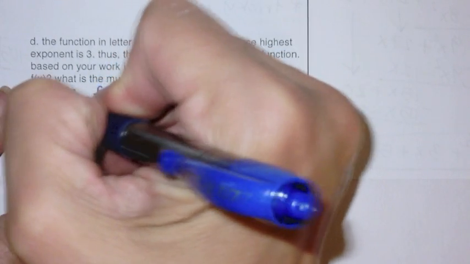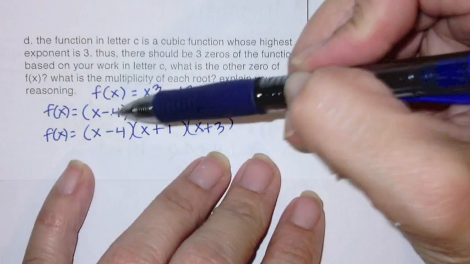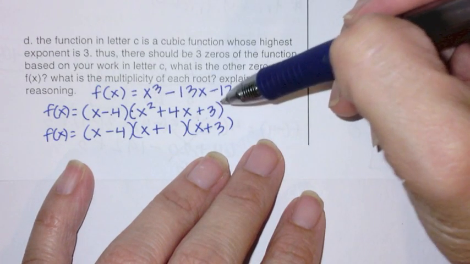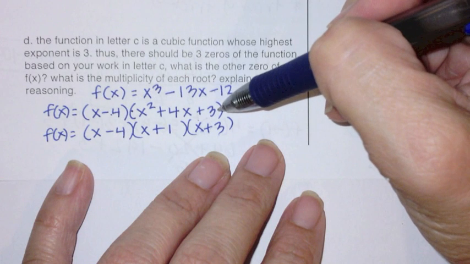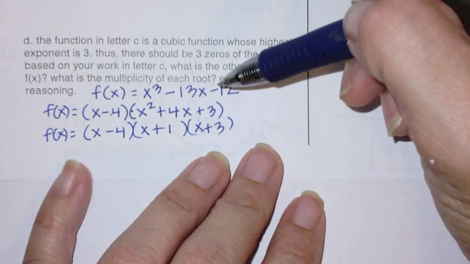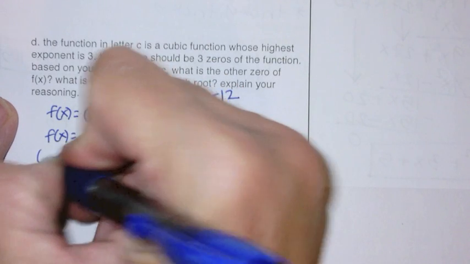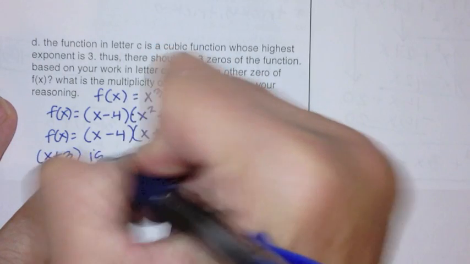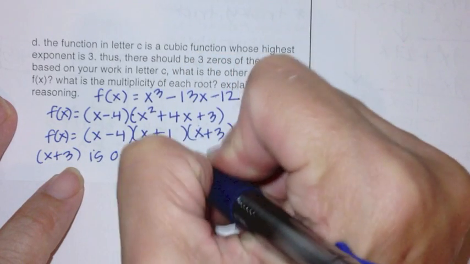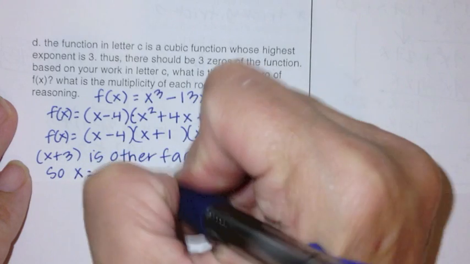So using division, we found the first factor, and then you can continue to use division to get the next factor, but it was just easier for me to t-chart that than to do it that way. So let's make sure we answer the question. It says, what is the other zero? So x plus 3 is the other factor. So x equals negative 3 is the other zero.